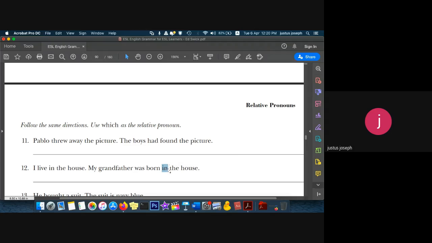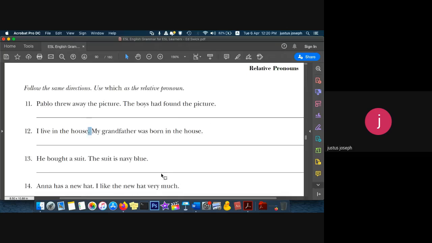So whenever you see such prepositions, you go back to that trick, right? We are using that same trick. We change the house into which. And we just took that preposition, in, and we placed it here after house. So I live in the house in which my grandfather was born.